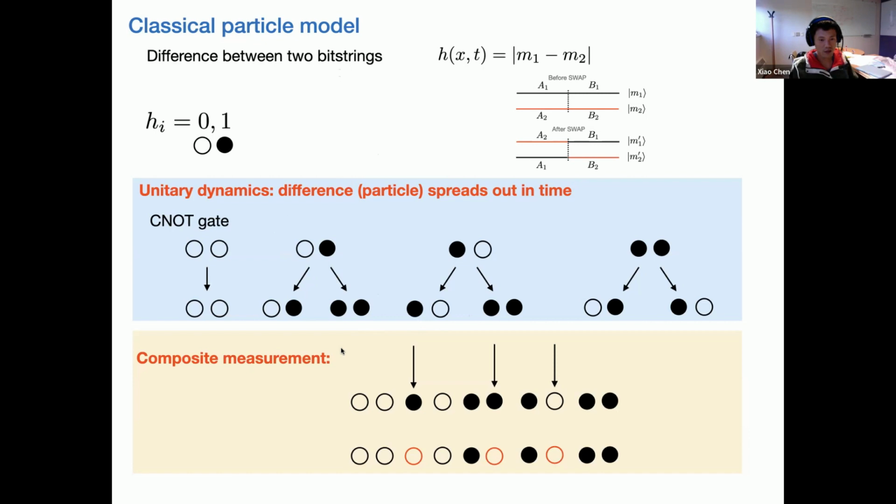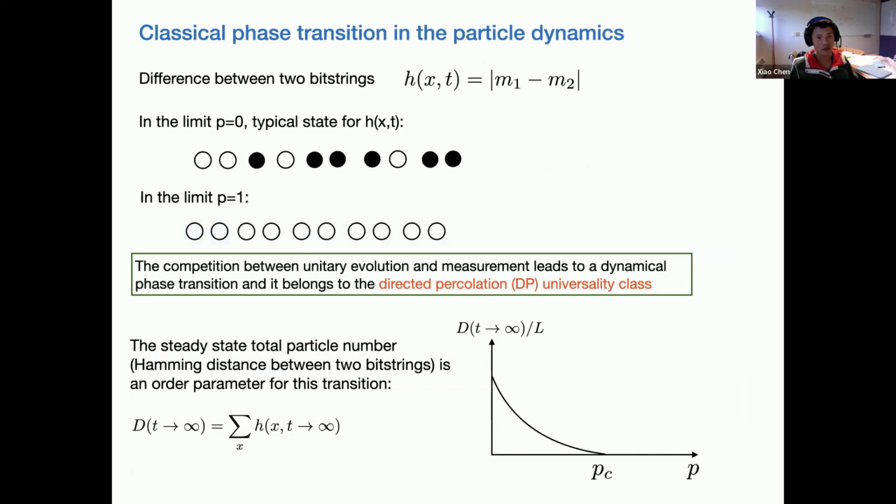On the other hand, what the composite measurement does is suppress the difference. If we do a measurement over here, they all become 0. Initially, if there's one particle occupied, meaning the difference is 1, it becomes 0. So there's a competition, because unitary evolution, for instance a CCNOT gate, tends to spread out the difference, while the composite measurement suppresses it. This could lead to a phase transition, called a classical phase transition here, and it belongs to the directed percolation universality class.